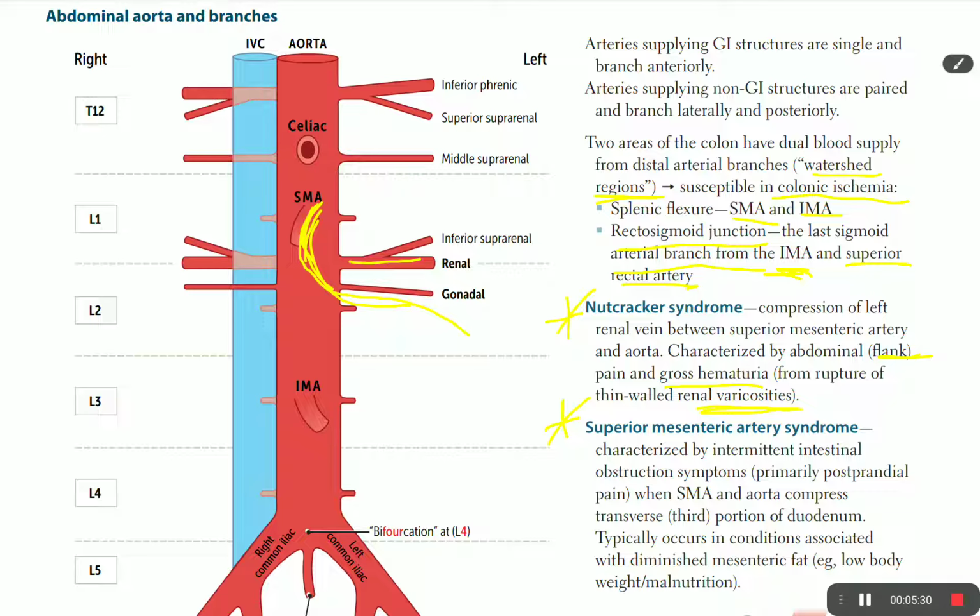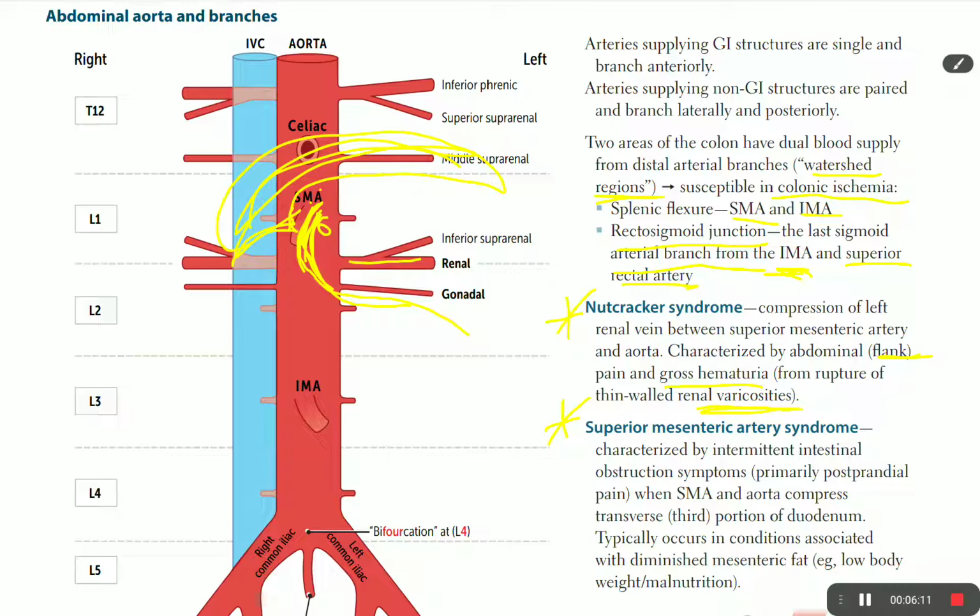So it decreases blood flow from the renal, makes it congested. That's it. Superior mesenteric artery syndrome, there is a loss of fat. As I mentioned before, the superior mesenteric artery is just below the pancreas here. Let's imagine this is the pancreas, and it originates here, and it has fat just below it to keep it a little bit far from the abdominal aorta when it originates from here.